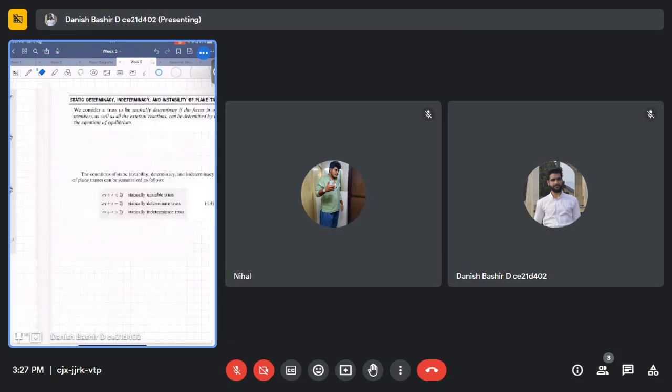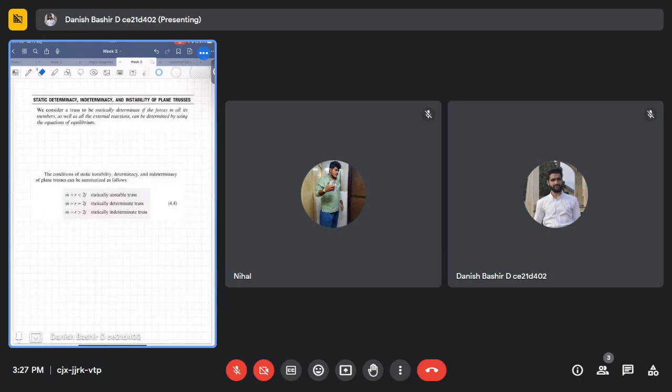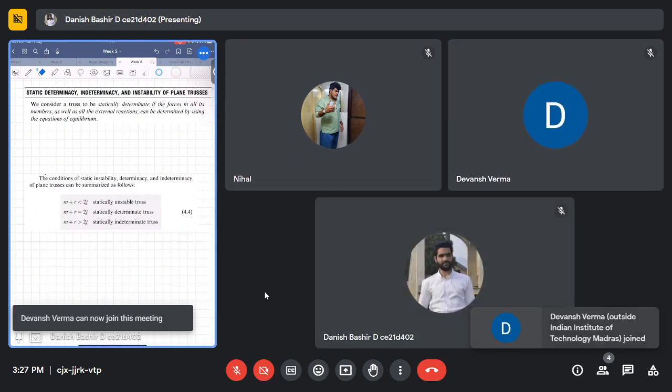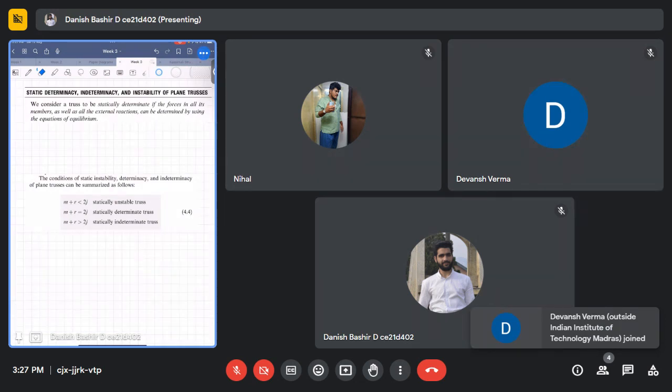Next is static determinacy, indeterminacy, and instability of a plane truss. Continuing with the plane truss only, we consider a truss to be statically determinate if the forces of all its members as well as all the external reactions can be determined by using the equations of equilibrium.